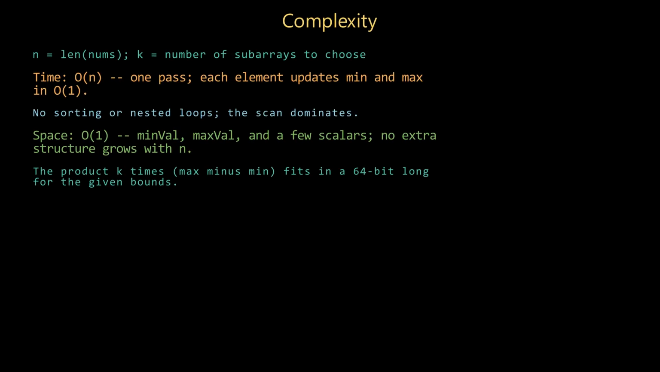Let n be the length of nums. Time is order n. One linear scan updates the running minimum and maximum in constant time per element. Space is order 1, only a few scalar variables for the extremes and the final product.